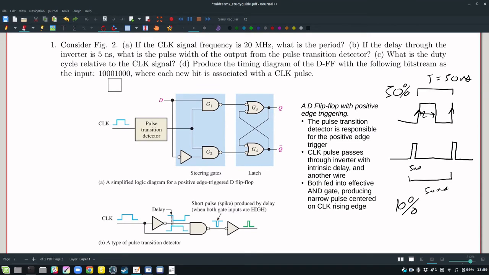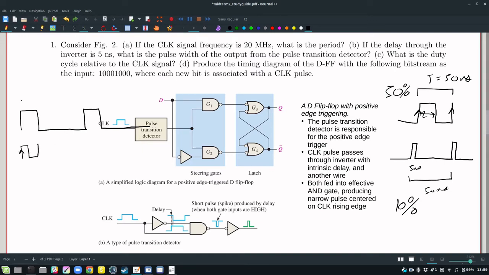So the next question is, produce a timing diagram of the D flip-flop with the following bit stream input. Each new bit is associated with a clock pulse. So that's not difficult. We're going to get a high and then a low, 1, 2, 3, high, then a low, 1, 2, 3. But the key here is that it's just the same bit stream, but how do you draw the clock? So the clock is like this, right?